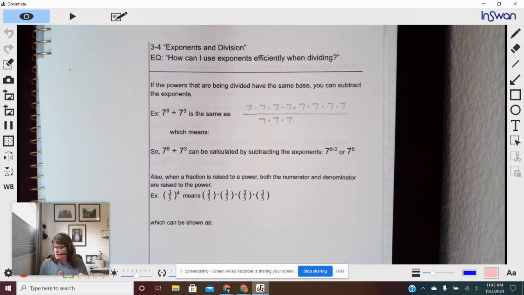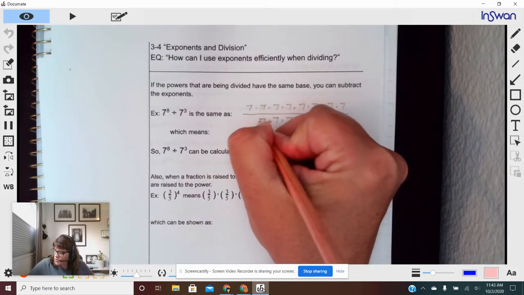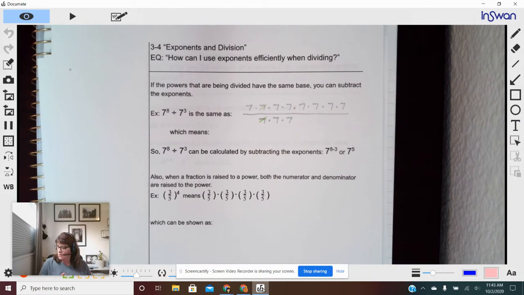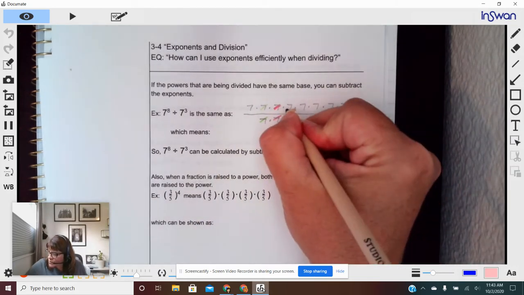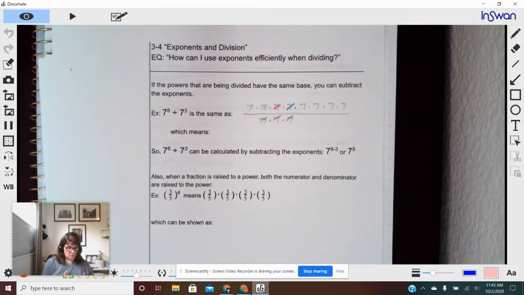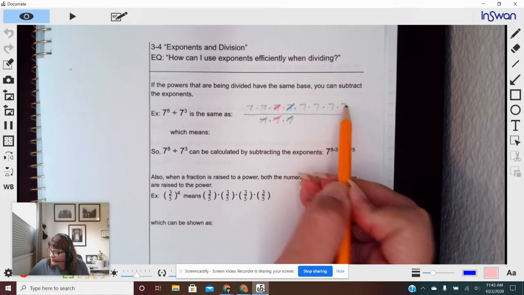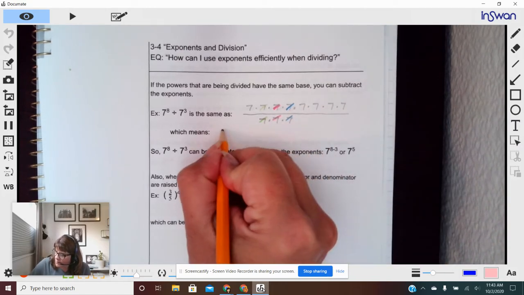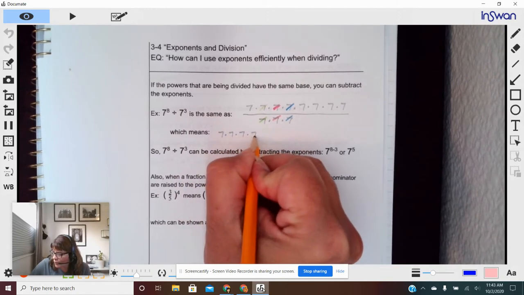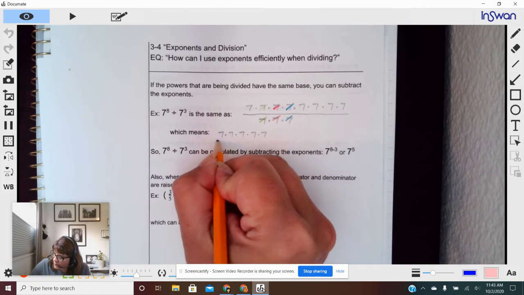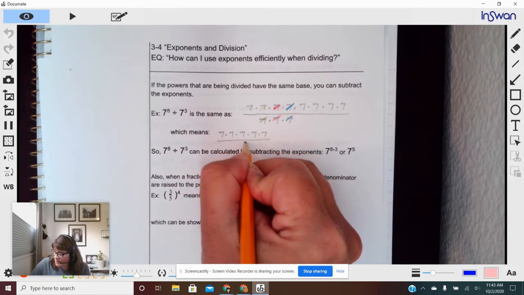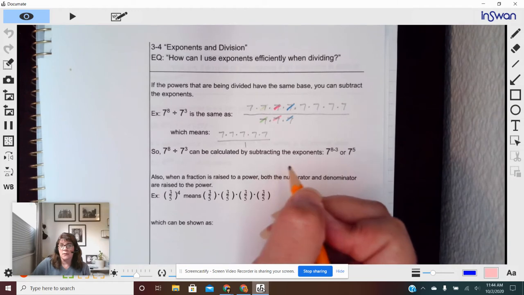And because of that, notice that these two would cancel each other. And these two would cancel each other. And these two would cancel each other. That leaves you with 1, 2, 3, 4, 5. These were all canceled out, so that's just a 1.